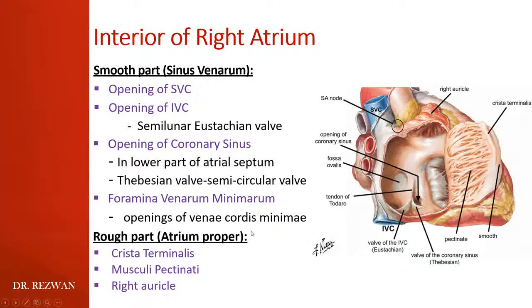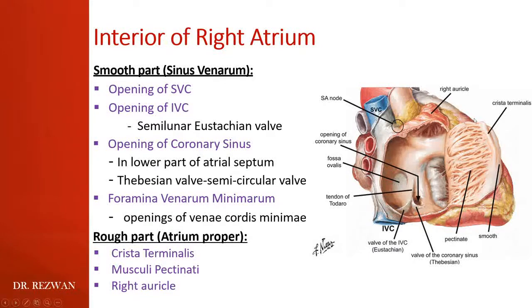Now about the smooth part. In the smooth part we will see the opening of the superior vena cava over here, the opening of the inferior vena cava, which is guarded by the Eustachian valve. We can see this valve, and the opening of the coronary sinus over here, which is also guarded by a valve called the Thebesian valve. Some openings are the foramina venarum minimarum, called the venae cordis minimae, that will be present over here at the wall of the right atrium at the smooth part.